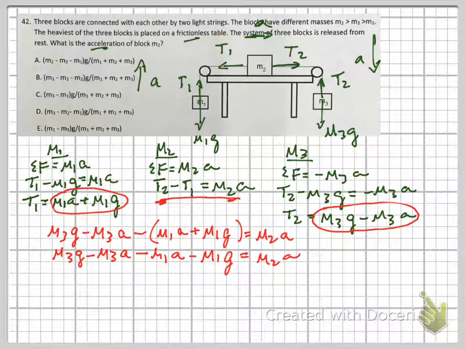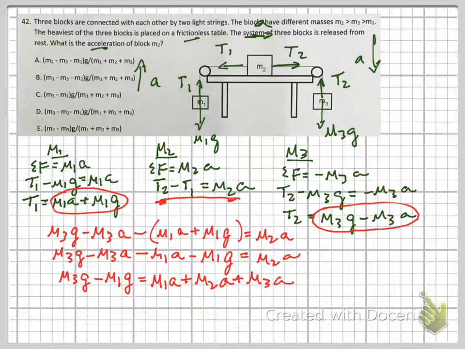All right, so let's get all the acceleration terms on one side and everything else on the other. So we have M3G minus M1G equals M1A plus M2A plus M3A. We can factor out G on this side, and we're going to get G times quantity M3 minus M1. Factor out acceleration on this side.